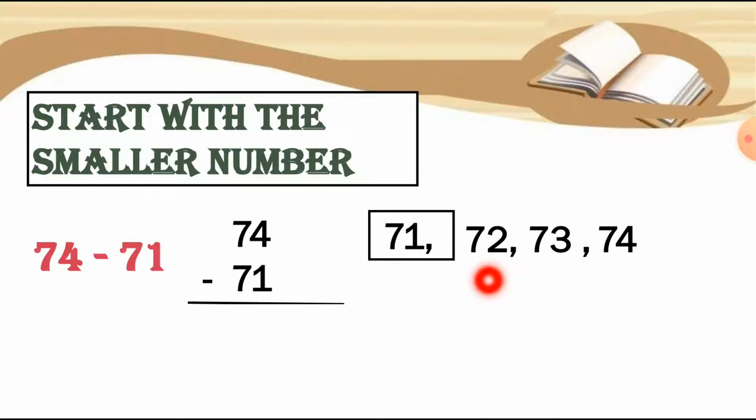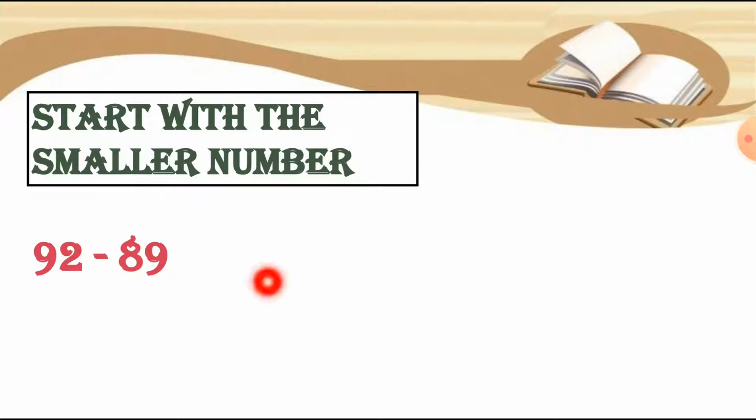How many steps is this? 1, 2, 3. So here it is 3 steps. So if you cut 71 from 74, you will get the answer 3 only. This is very easy. Next one, 92 minus 89.